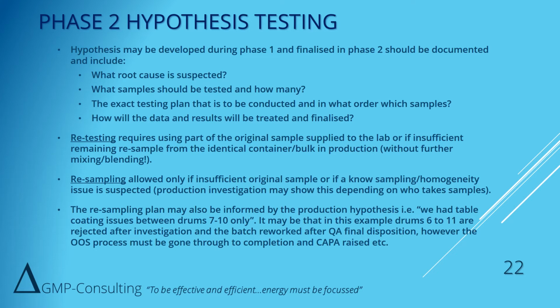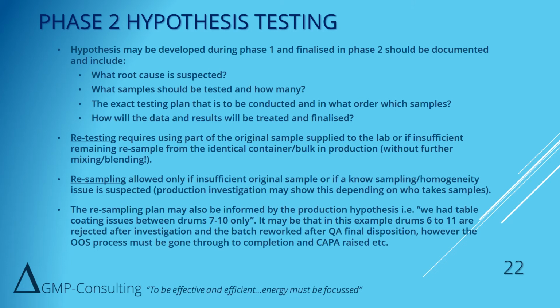Don't forget, any data you generate you have to keep, and you can't just throw results away if you don't like them. So retesting usually in phase 1 and 1B requires using the original sample supplied by a lab, or insufficient remain sample, go back to the same production container without further mixing.